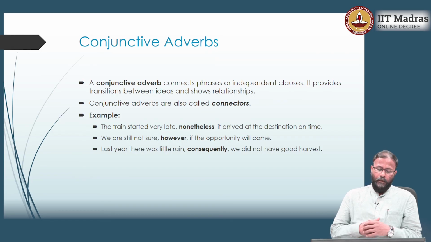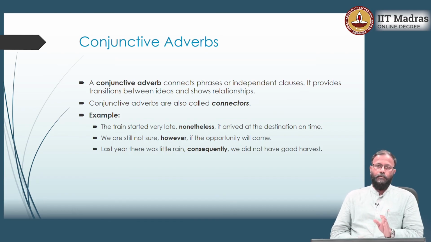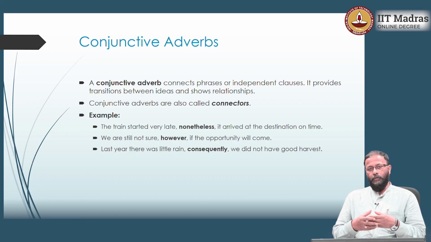The third sentence, like: last year there was little rain. One complete idea, one complete sentence. The second sentence: we did not have a good harvest. Another complete sentence. But these two are connected with a word, consequently. That means the interpretation of the second is dependent on the understanding of sentence one. It works as a connector, and it is working as a conjunctive adverb, right? Because it modifies the verb. So consequent upon the less rain last year, the result was that the harvest was not good, right?